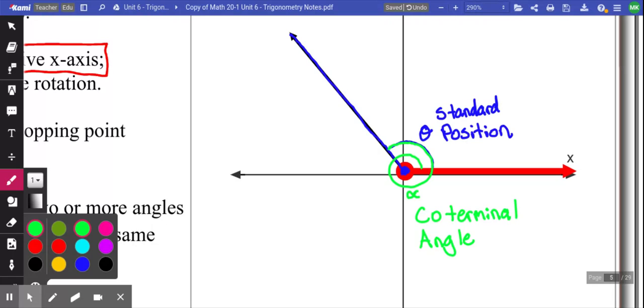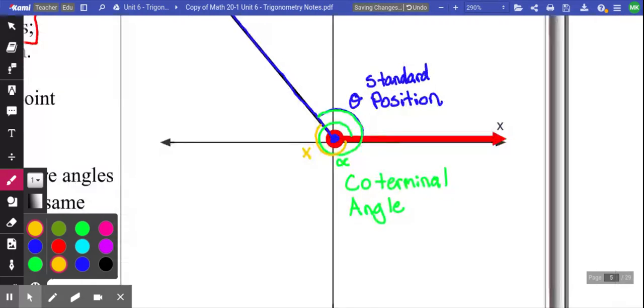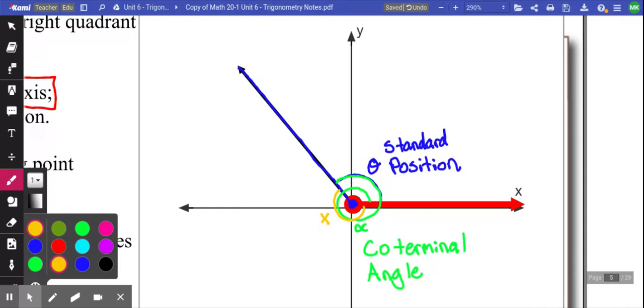You could also technically spin backwards. Now, none of these ways are the standard way of doing things, but they are ways of getting to that same spot. So I could take that red arm and I could technically spin it backwards at that angle and then stop at that blue terminal arm. So that is another angle, we'll just call it angle X, that would get me to the same position. It's just not the standard position. And that would still be a coterminal angle because that angle would still get me to the same spot, just not the standard way of getting there.